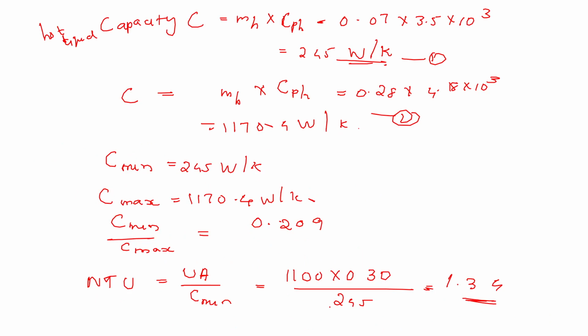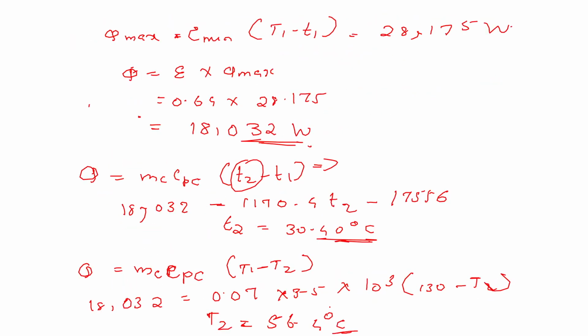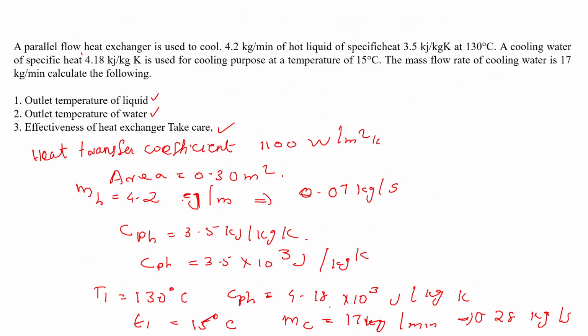Now what you have to find: first you calculate the heat capacity rates, then from them you calculate C minimum and maximum. From there you calculate the number of transfer units, NTU. From the NTU value we find the effectiveness, and with the Q max value we calculate the total heat transfer. From the heat transfer value we find the temperature T2. Similarly, from the Q value we find the capital T2 temperature of the cold liquid. Please go through it once, then we will go to the next problem.